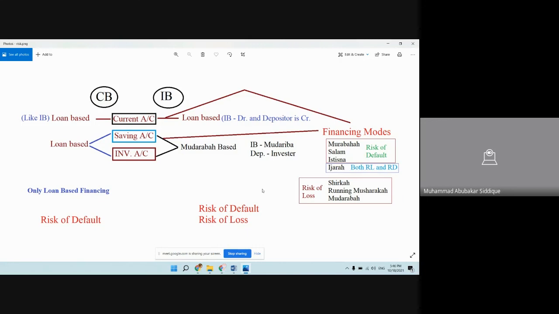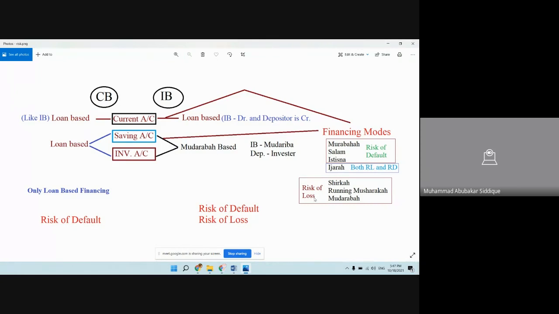So risk of loss and risk of default, both types of risk exist in ijara. And risk of loss exists in shirka, partnership, running musharka, and mudarba contracts. When Islamic banks finance their clients in these two modes, it means that Islamic banks are bearing risk of loss. Investment agar wo karenge, if there is loss, then Islamic banks will bear that loss. So this loss cannot be controlled. ये control नहीं हो सकता.